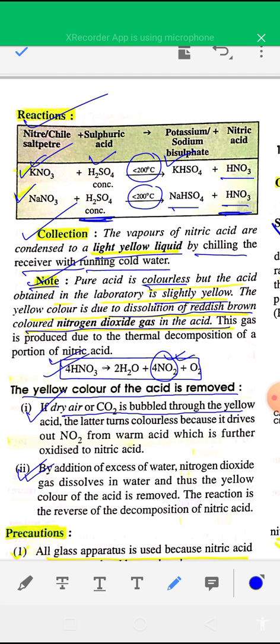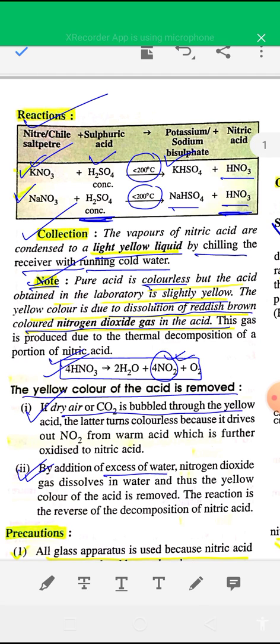And the second method is by addition of excess water. Nitrogen dioxide dissolves in water, and thus the yellow color of nitric acid is removed. So two methods of removal of yellow color from nitric acid are given.